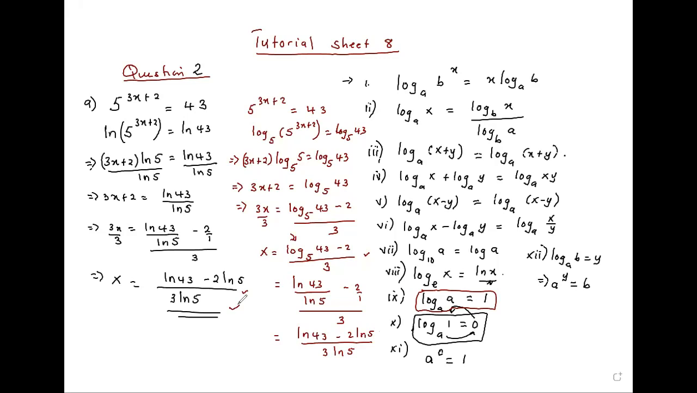Okay, so next, we go to B. If we do B, it is 4 power 3x plus 2 is equal to 7 power x minus 3.